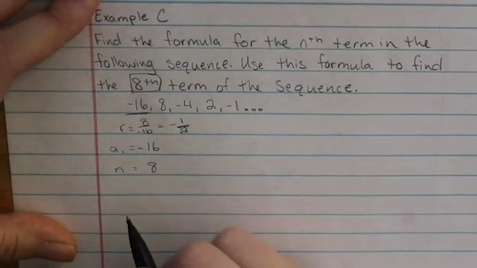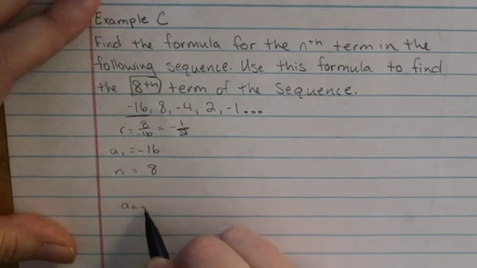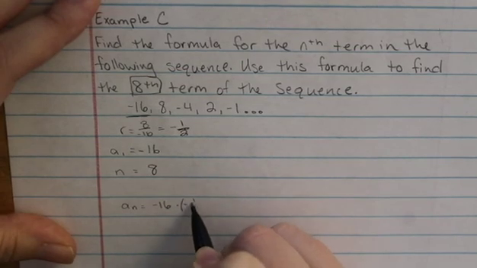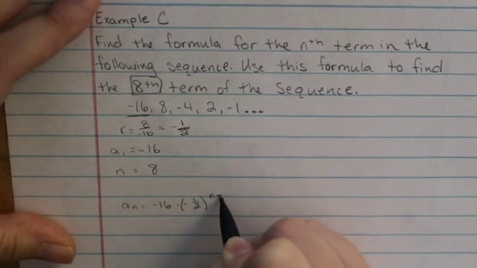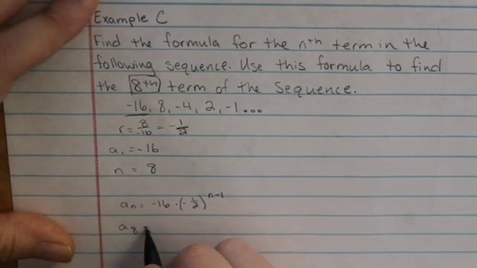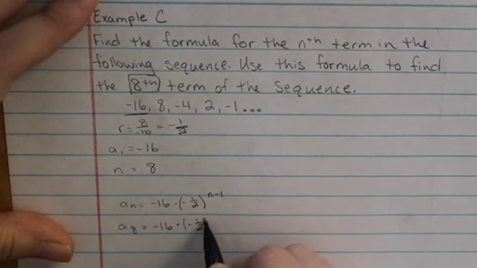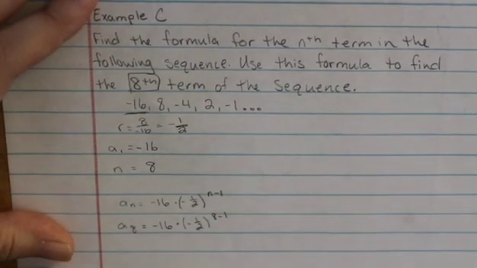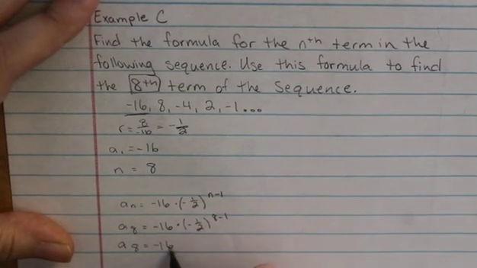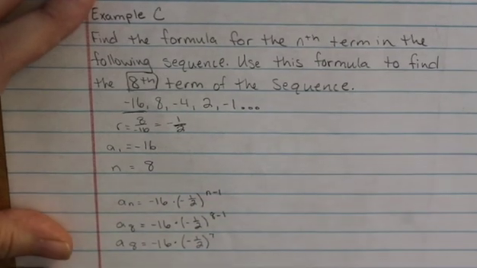So we're going to set this up by saying a to the nth is going to equal negative 16 times negative 1/2 to the n minus 1. Now this is the same thing as saying after we plug this in, it's going to be a to the 8th equals negative 16 times negative 1/2 to the 8 minus 1. Okay? And that's going to give us our final setup so that we can just jump straight into solving it as negative 1/2 to the 7th power.